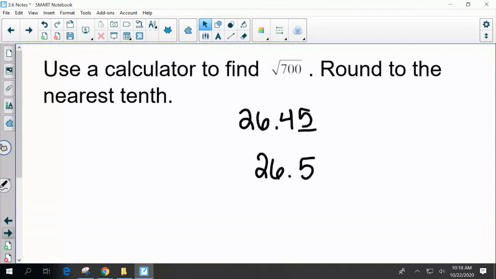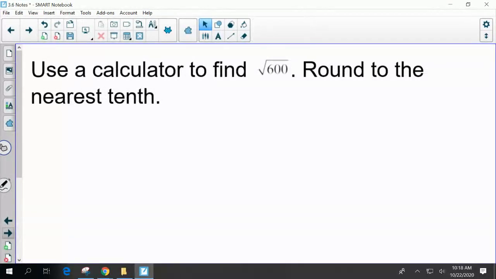Okay. Last one. Use a calculator to find the square root of 600. Round to the nearest tenth. So give me 2 decimal places. 24.49. I'm going to look at my hundredths and round up. So I'm going to get 24.5.